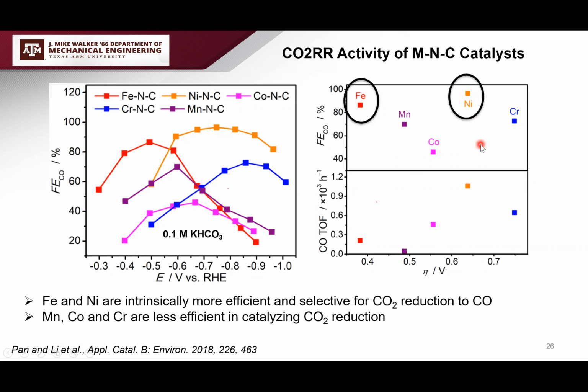But for nickel, it also has a good CO selectivity, more than 90%. But the downside is that it requires a little bit larger overpotential, although the activity is high, right? So there are just different pros and cons for these different metals, but it appears that iron and nickel are more interesting materials to work with.